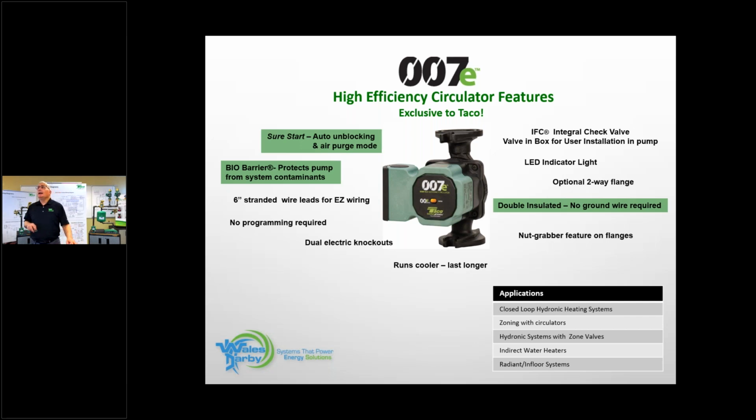Sure start and the air auto blocking air purge. Okay. So these circulators, if they get stuck because it's a DC motor, right? I've got a permanently magnetized rotor in there. And if there's enough magnetite in the system that could lock up the rotor, the circulator will rock itself. It'll actually vibrate and it'll try this up to 100 times to unblock that rotor and get flow going. So this is something that may happen.